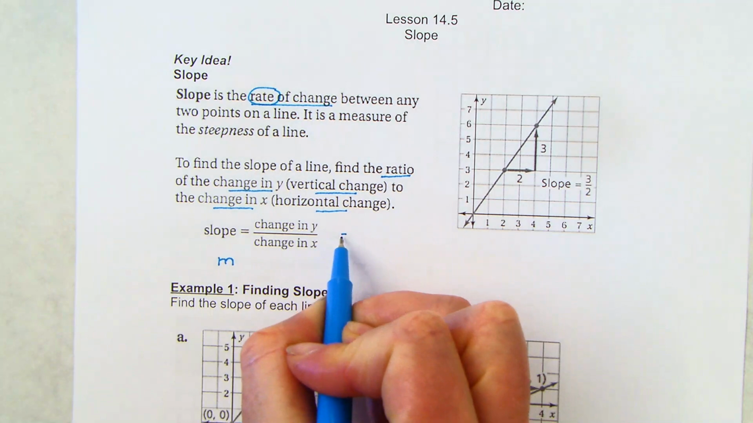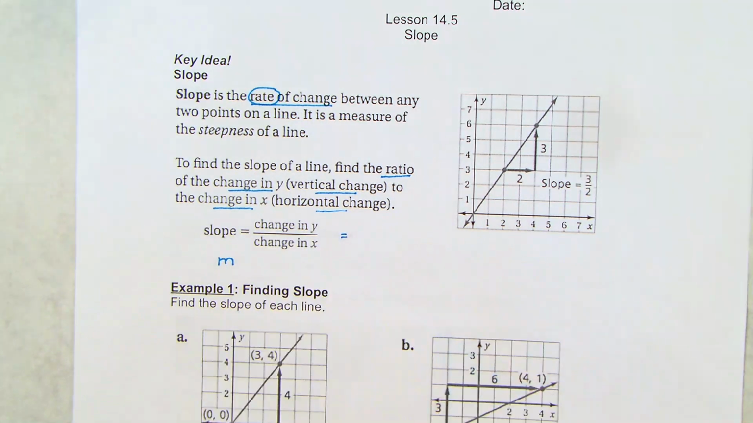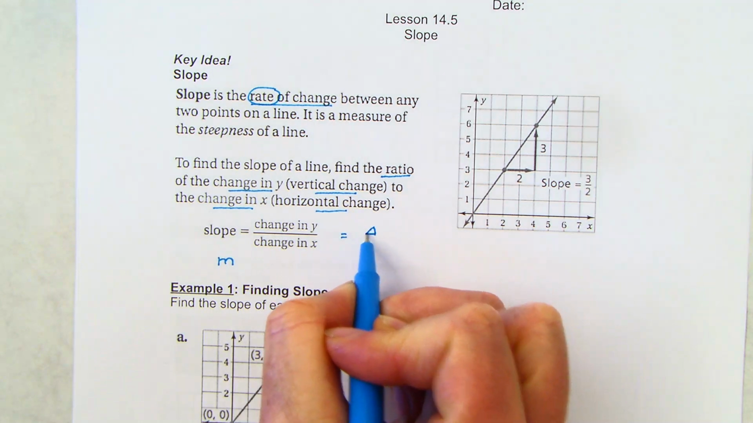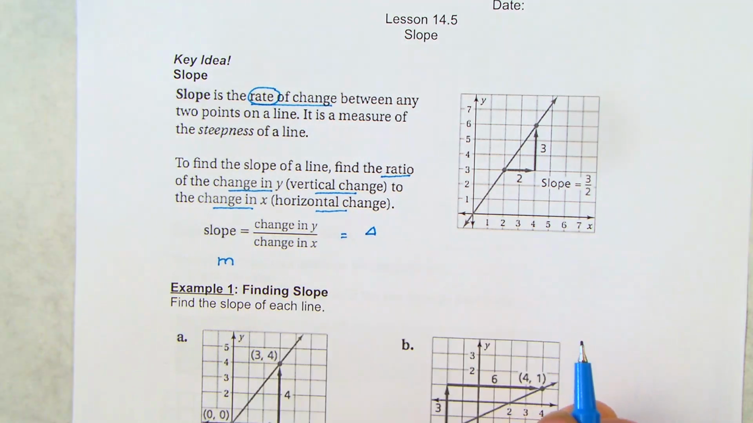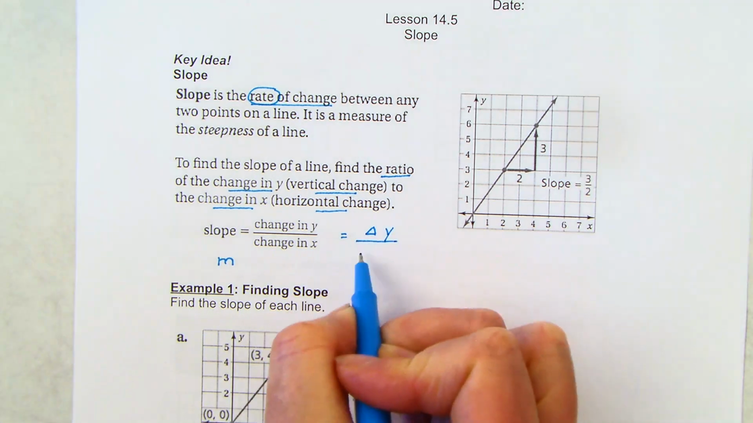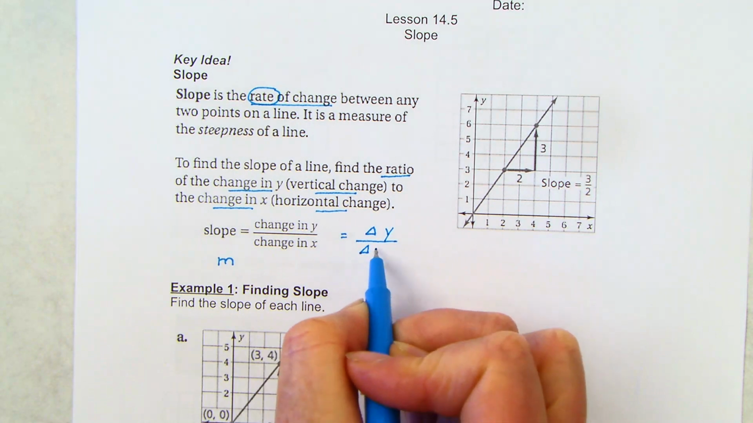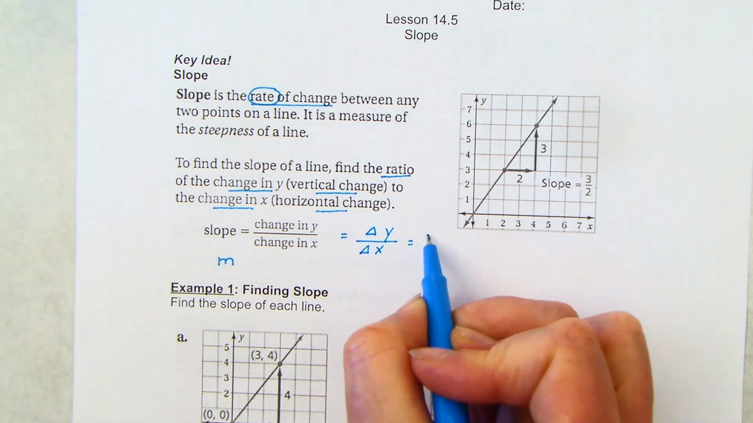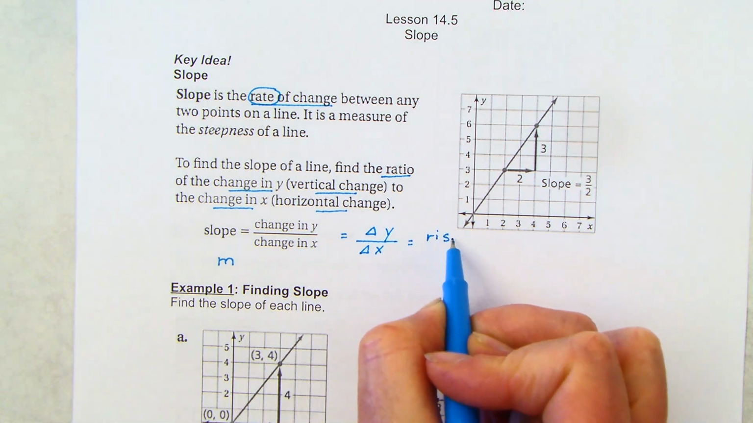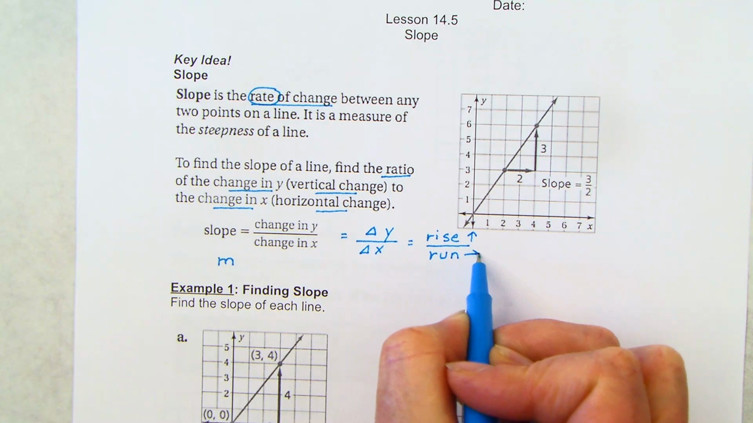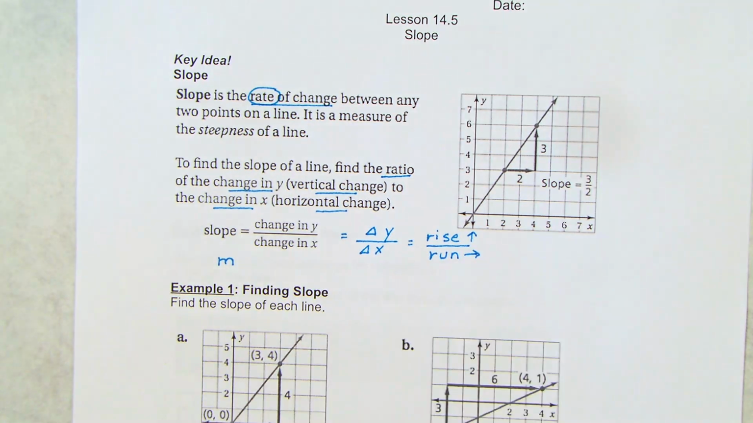So we can also write that as, sometimes you don't want to write out the whole words change in, so we use the symbol, little triangle, that's the Greek letter delta. So we can say delta y, that means change in y, over the delta x, or change in x. And then lots of our parents used to say rise, or how much it's going up, over run, which is how much it's going over. So if you ask your parents for help, lots of times they will say rise over run.